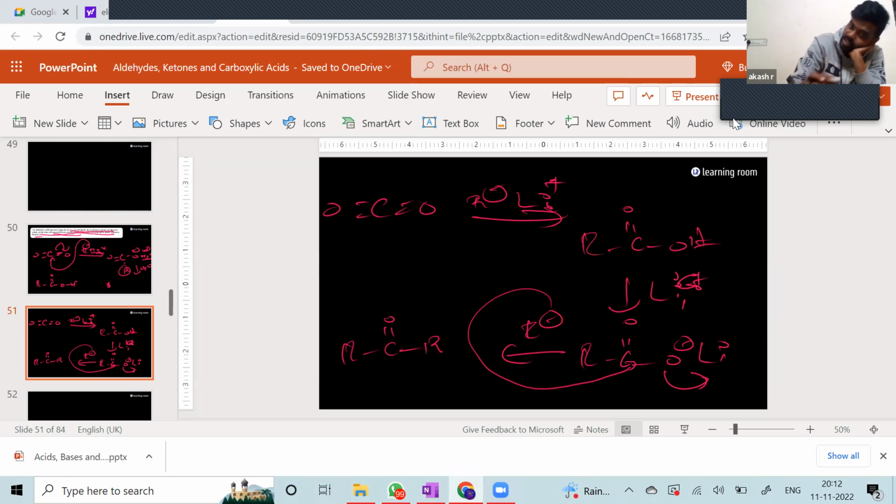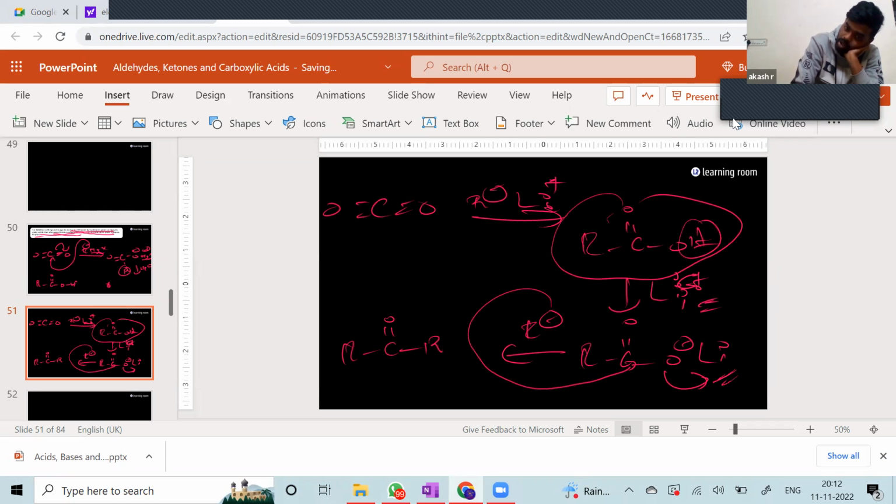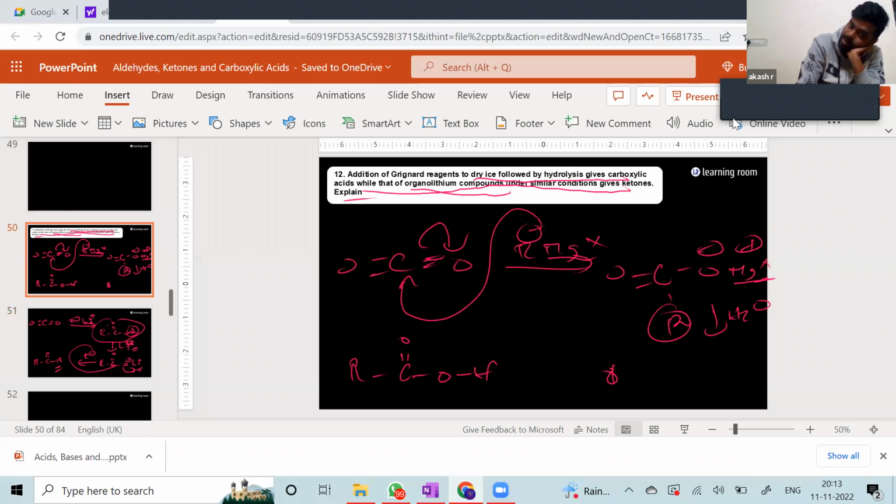So what I am trying to say is that once you form your acid, the organolithium compound containing lithium is going to be there, and that is going to react with the acid to form the salt, and this salt can easily be replaced with another R to form the ketone. Whereas here, we don't have lithium as such. MgX is there, right? That will not be capable of doing this.